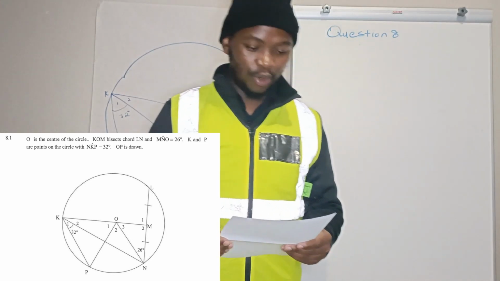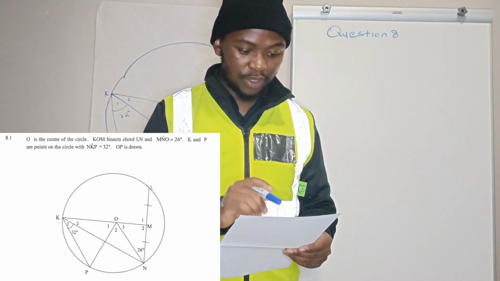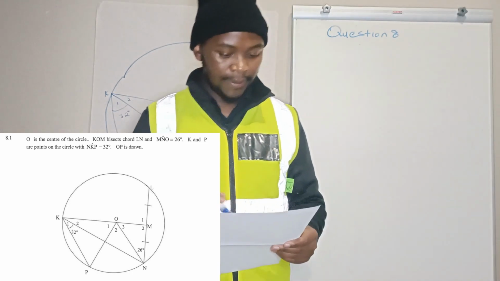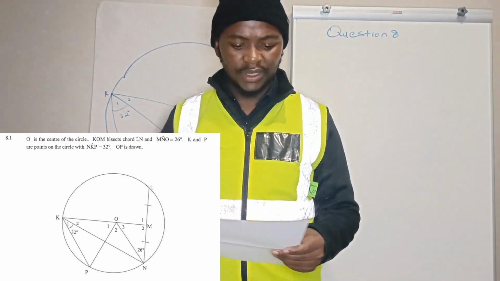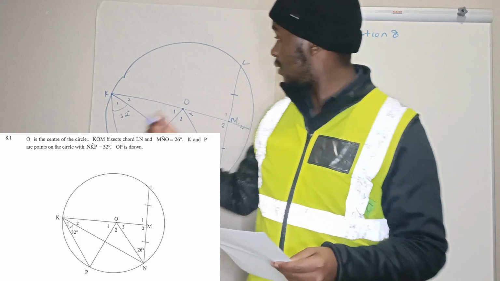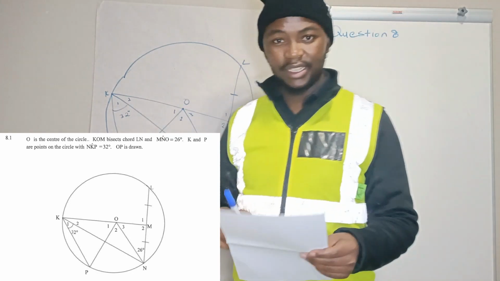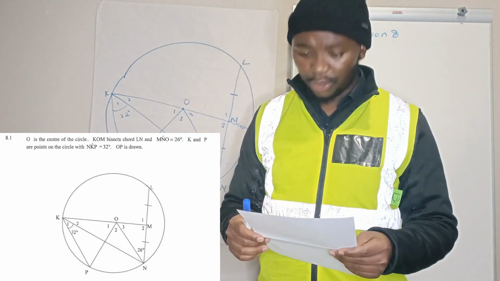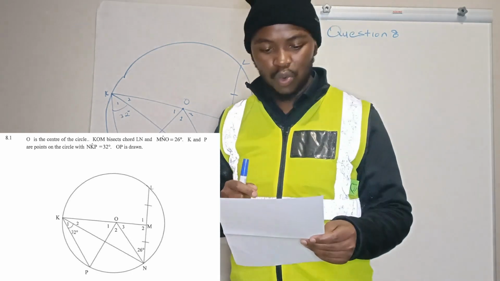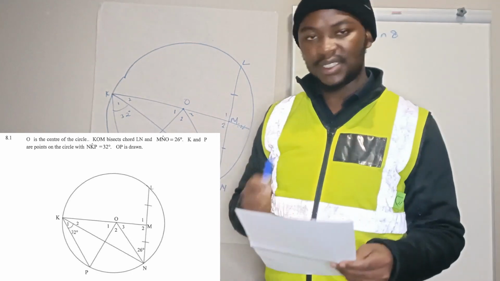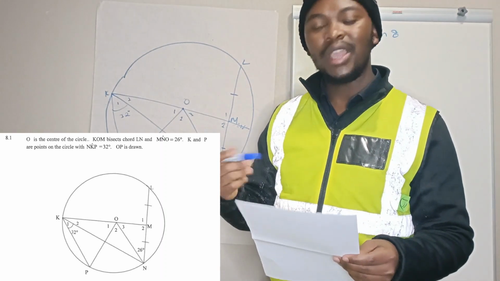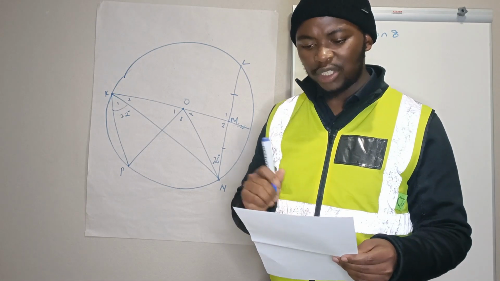Sure, let's go for question 8, and I'm going to read the statement and then we'll start dissecting the questions at hand. So the statement reads as follows. We have a diagram. I've tried to draw it here. It is not drawn to scale. O is the center of the circle, that is O. KOM bisects chord LN.